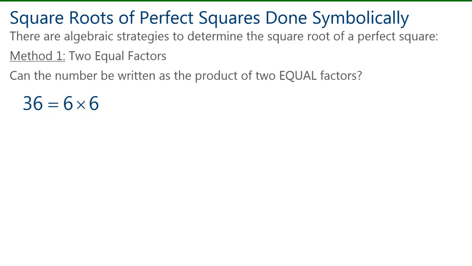Consider 36, which can be written as 6 times itself, 6. That means the square root of 36, which is the square root of 6 times 6, is a single 6.